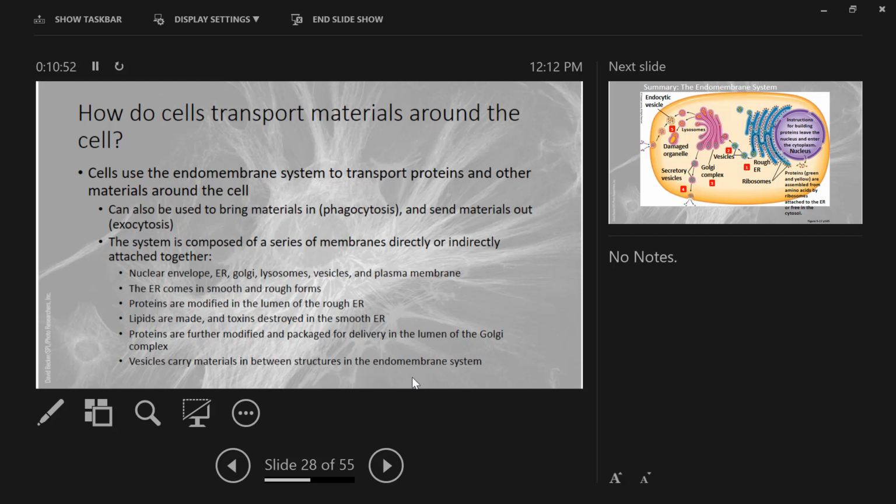And finally, vesicles carry materials between structures in the endomembrane system. But again, I don't want you to think about this as like a boat or a submarine aimlessly traveling through this aquatic environment. It's very highly organized. Vesicles only move in a specific direction and are labeled to ensure that they are moved in a specific direction. Okay, it's all very, very highly organized. All right, any questions about the endomembrane system or moving materials around a cell?